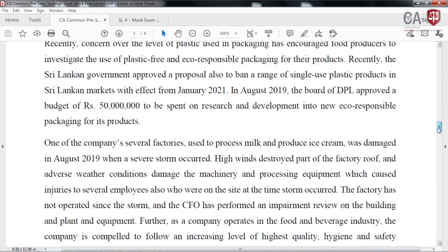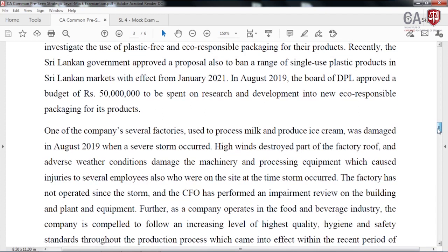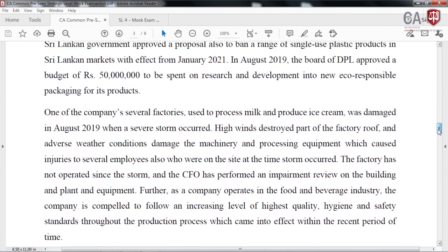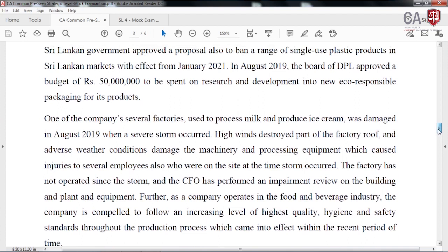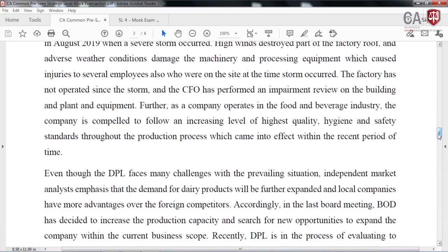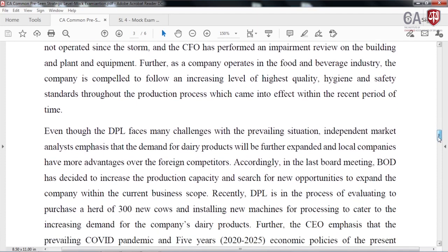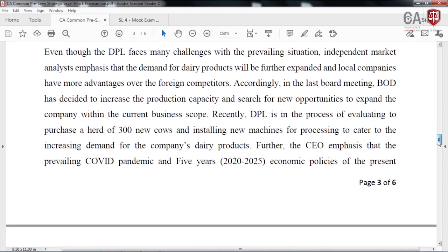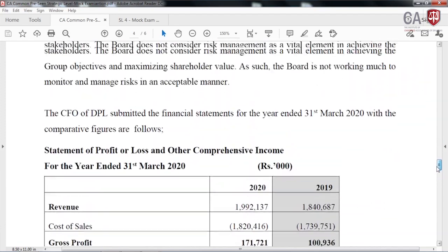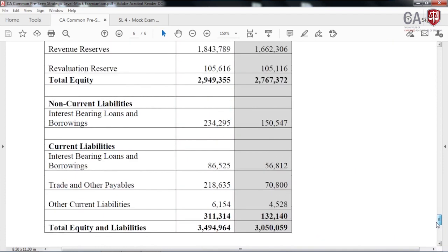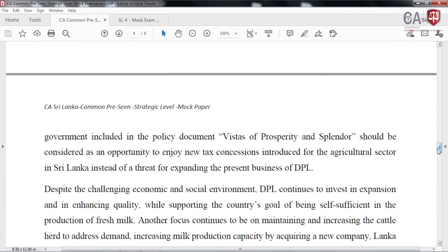They expanded their business activities in 2019 by acquiring some other companies. Sorry, before that they acquired some companies and expanded the businesses. Then their factory was damaged due to wind. Still it has not been restored to its original position. Right, this is the summary information of the pre-seen.